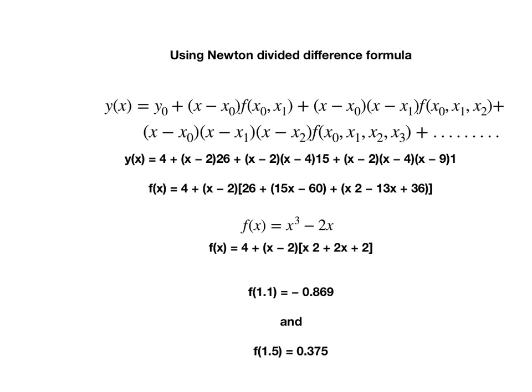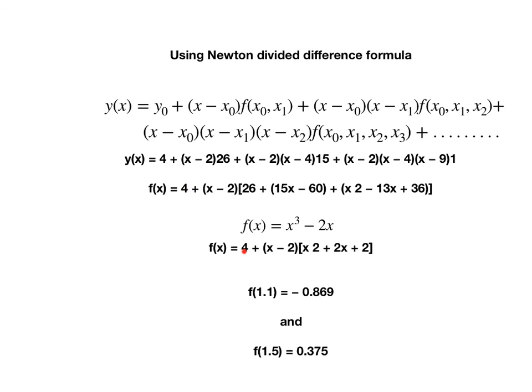Since they are asking to find a polynomial, we should keep x as it is. After solving the equation in terms of x, we can substitute any value required. So 4 is kept as it is. In this term, x minus 2 is common out, 26 remaining. x minus 4 into 15 is 15x minus 60. Then x minus 4 into x minus 9: x square minus 13x plus 36.